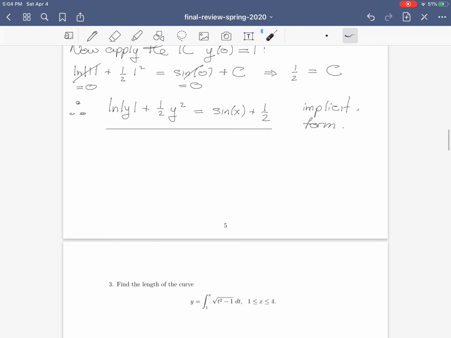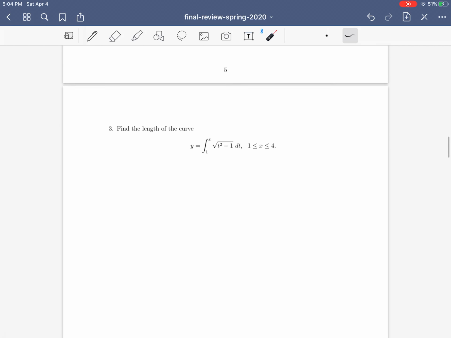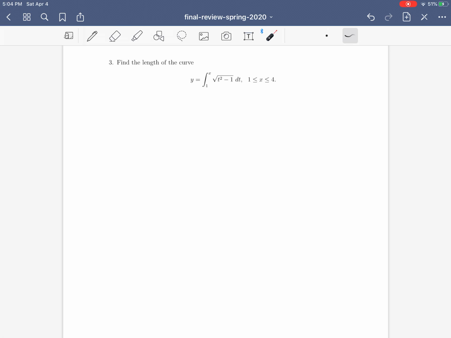Okay, let's move on to our next question. In the next couple of questions, we're going to be talking about areas and lengths of curves and volumes. So in this first question, we're asked to determine the length of the following curve.